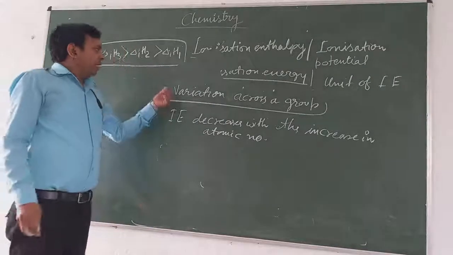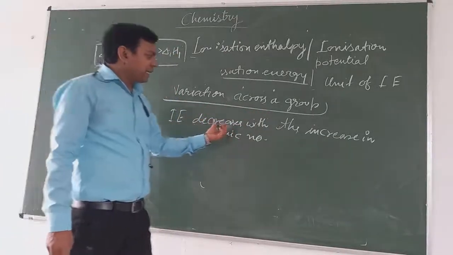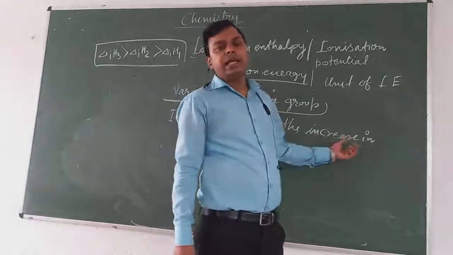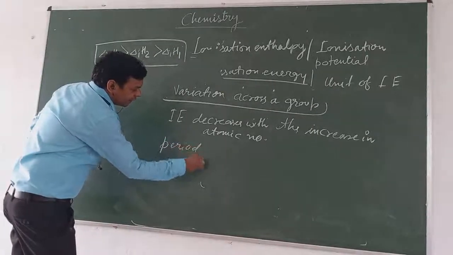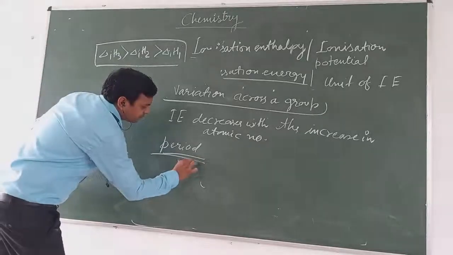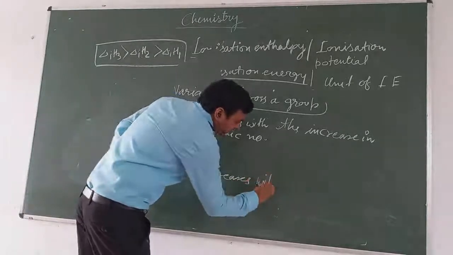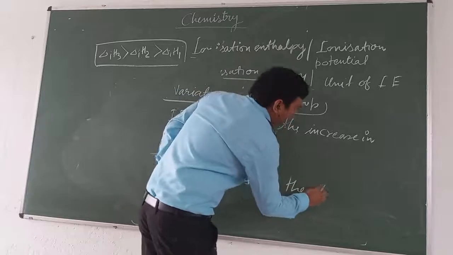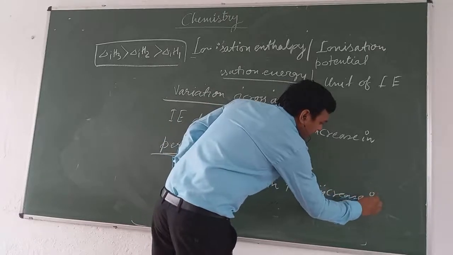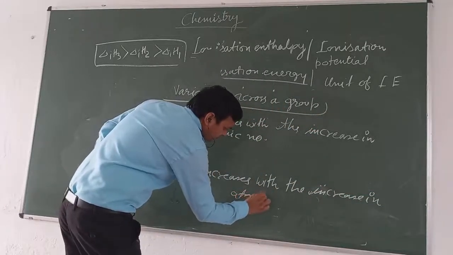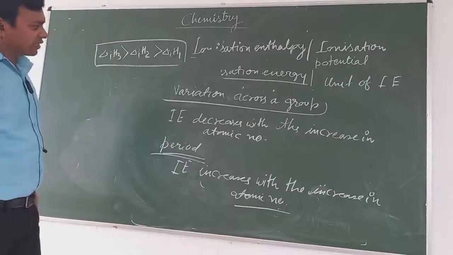So, ionization enthalpy variation across a group: it decreases with the increase in atomic number, and in a period ionization enthalpy increases with the increase in atomic number, but with some exceptions, as already discussed.